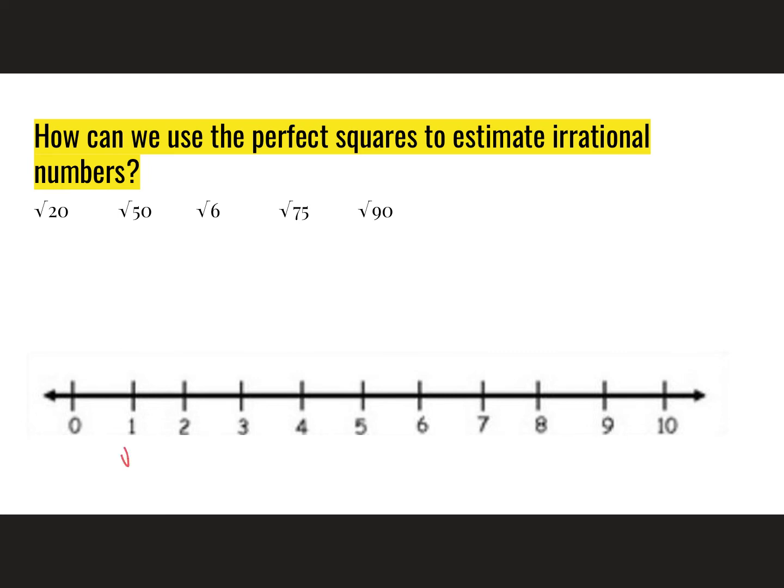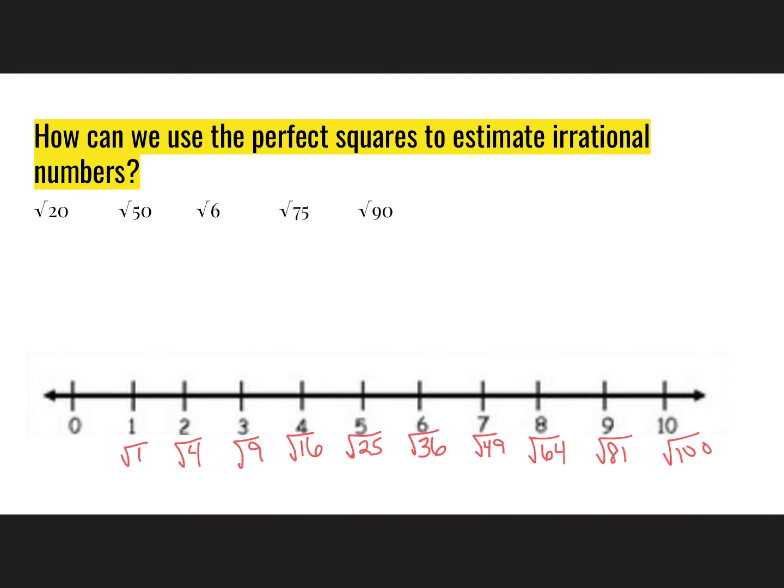Okay, so 1 is the square root of 1. 2 is the square root of 4. 3 is the square root of 9. 4 is the square root of 16, and so forth. So you can see all of these. And I'm putting these here so that it makes more sense when I start trying to put these other square roots on here. Okay? So I'm putting all these perfect squares. 9 is the square root of 81. Or sorry, 10 is the square root of 100.